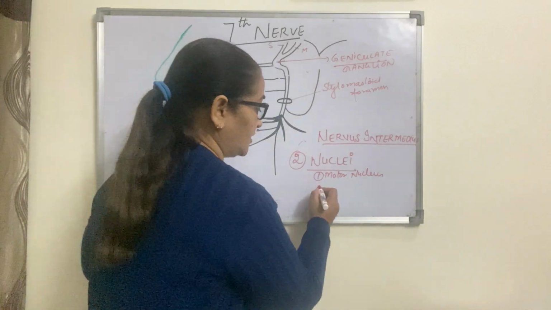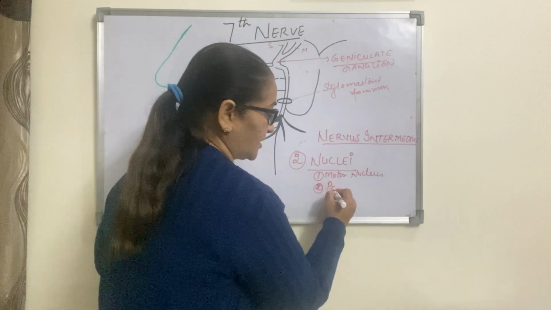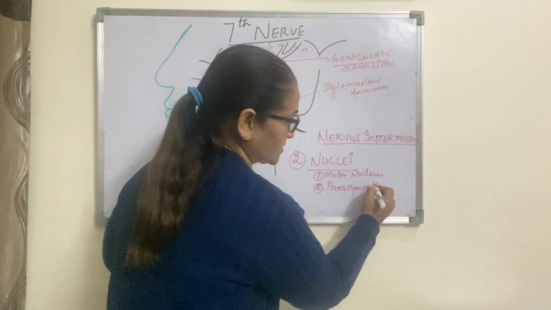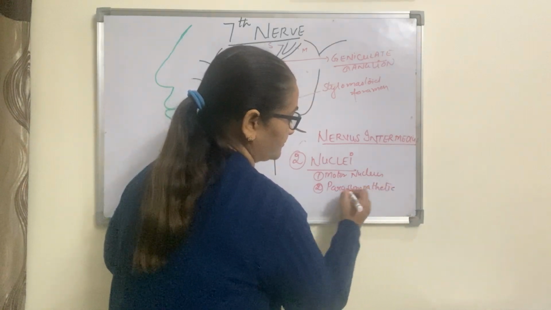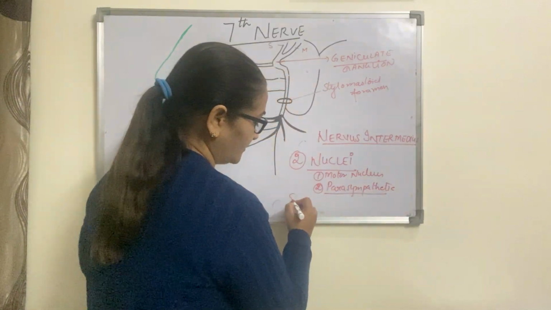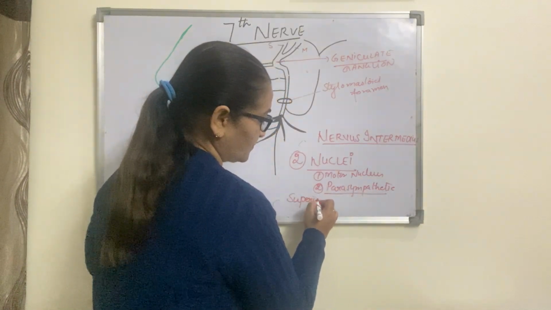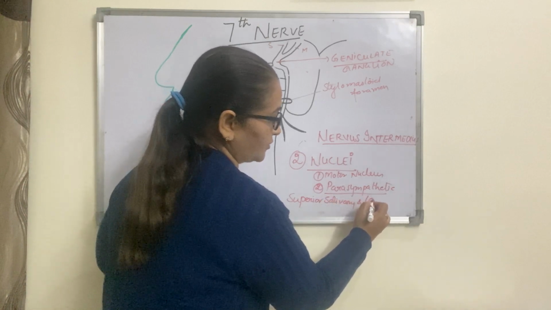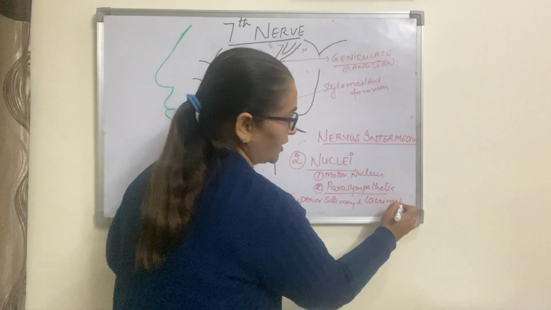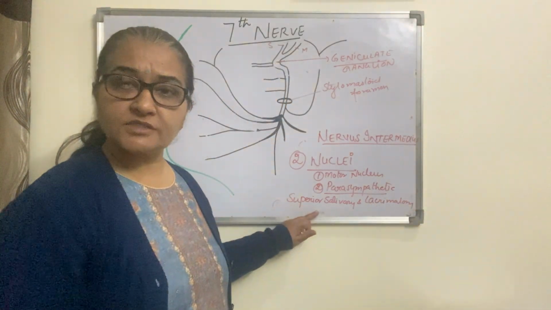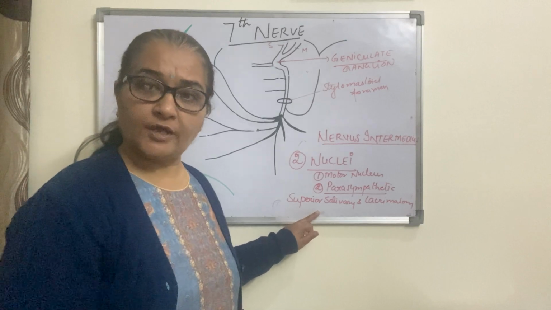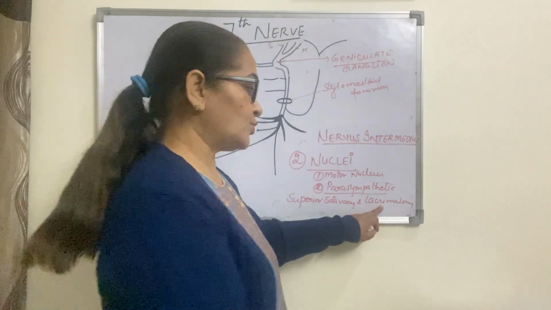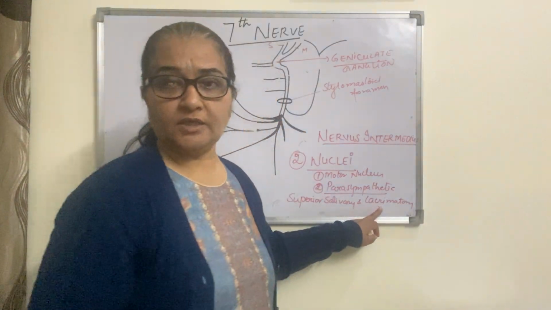The next nucleus related with the facial nerve is the parasympathetic nucleus. There are two parasympathetic nuclei: the superior salivatory nucleus and the lacrimatory nucleus. These are the two nuclei related with this nerve. The superior salivatory nucleus gives fibers to the submandibular and sublingual glands, and the lacrimatory nucleus gives fibers to the lacrimal gland.